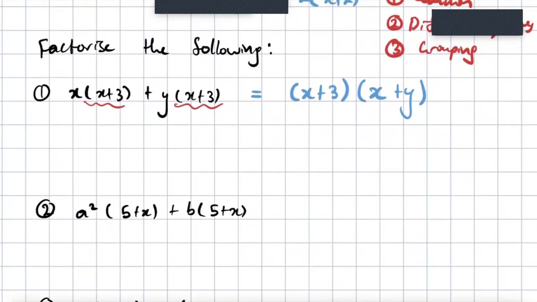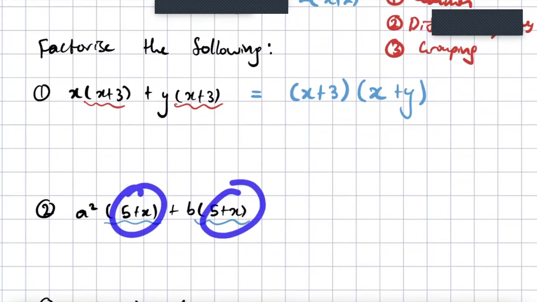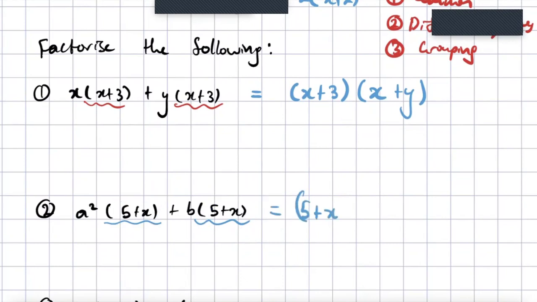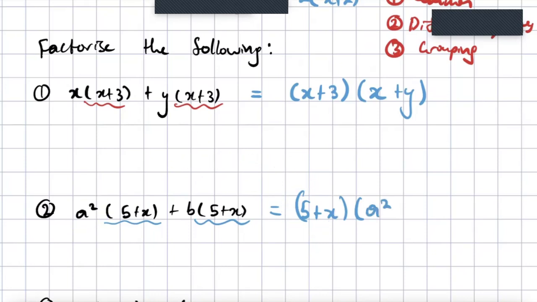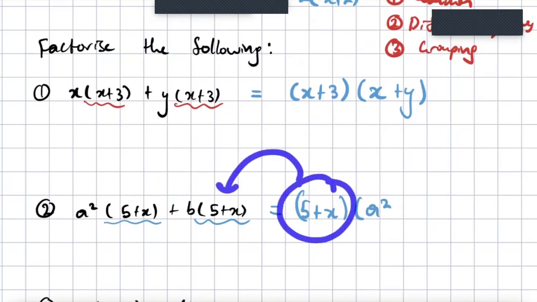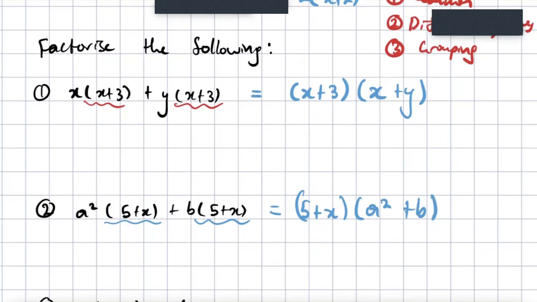So you're looking for things that are common across both. In this particular example, you have 5 plus x and 5 plus x on both terms. That's the common factor that we're going to remove out. Now removing the 5 plus x, ask yourself what am I going to put inside this bracket? Well, if I remove the 5 plus x from the first term, I'm left with an a squared. And if I've removed the 5 plus x from the second term, I'm left with a b, a positive b at that. And that's how you factorize using this particular thing.